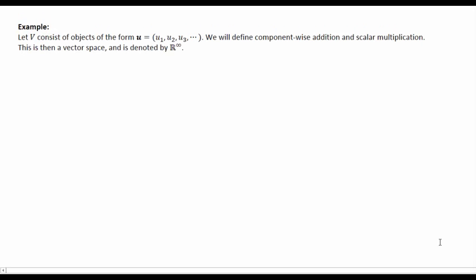The next example. This time, our vectors are going to be objects of the form u sub 1, u sub 2, u sub 3, u sub 4, forever. We define component-wise addition and scalar multiplication. And this is a vector space. So basically we've talked about R2, R3, R4, which is basically just a vector with that many entries. For instance, R4 is a vector with 4 entries. This is R infinity. It's an infinitely long vector. You can also think of it as a series. If you're familiar with series and sequences, it can be thought of as either a series or a sequence.